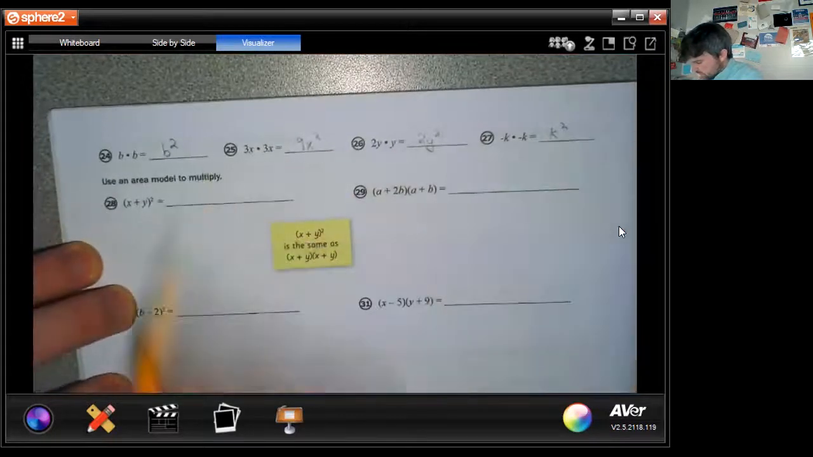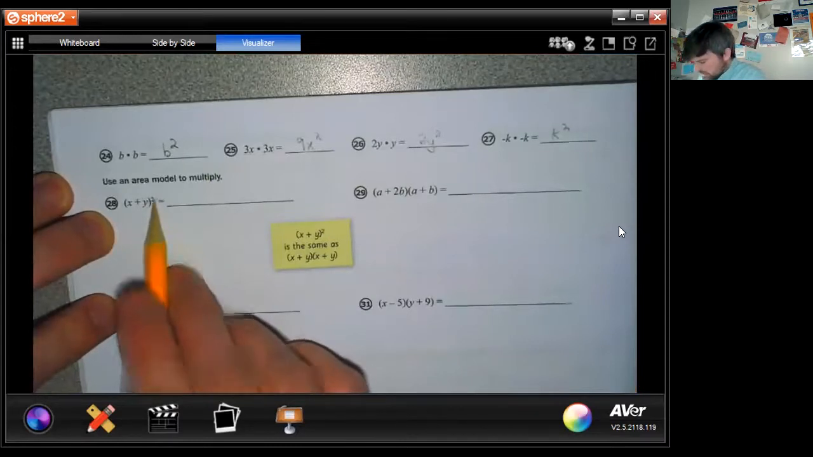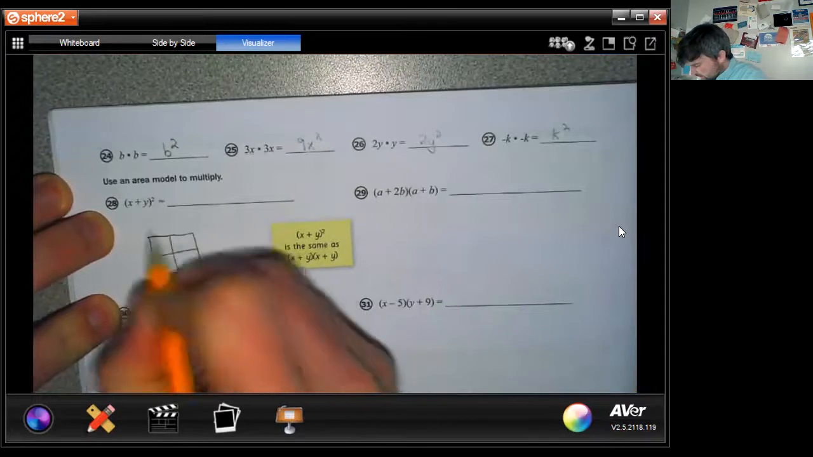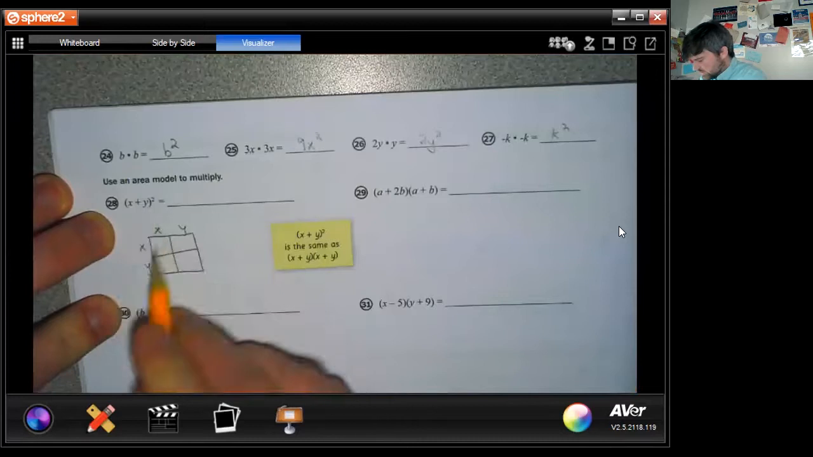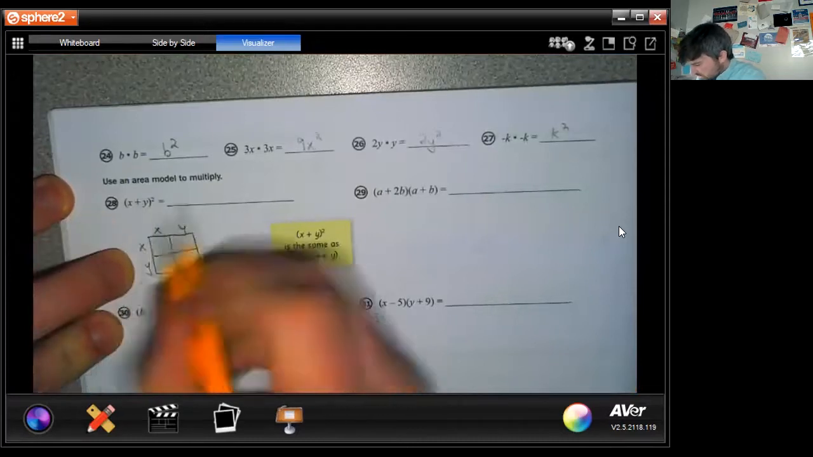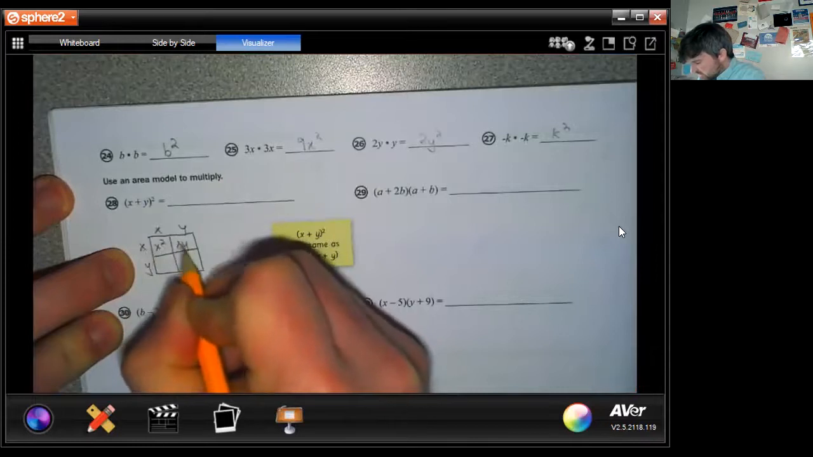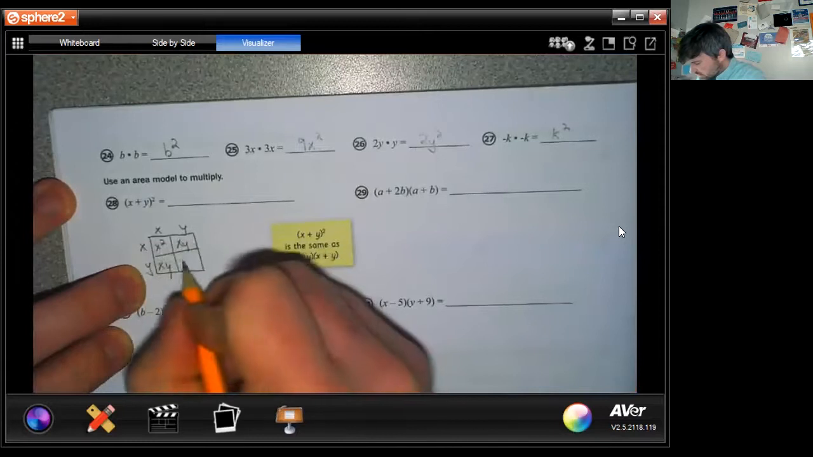Use an area model to multiply. Remember that the square here means you're taking it times itself. So really in this, we have xy times xy. It's squared. We're making a square. So you have x times x, which is x squared. X times y, which is xy. Xy here as well. And y times y is y squared.